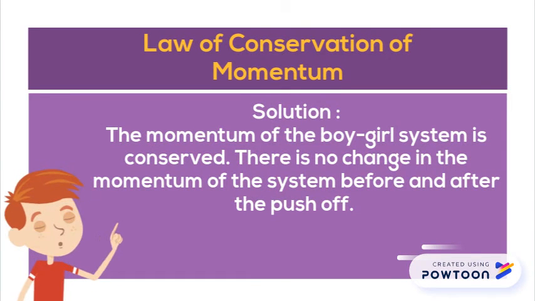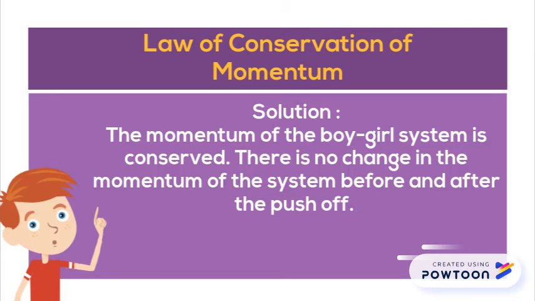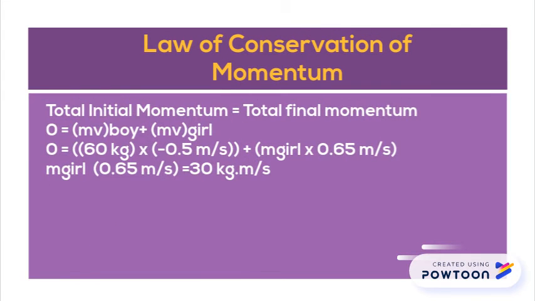Solution: the momentum of the boy-girl system is conserved. There is no change in the momentum of the system before and after they push off. Now let's look at how to solve the girl's mass.